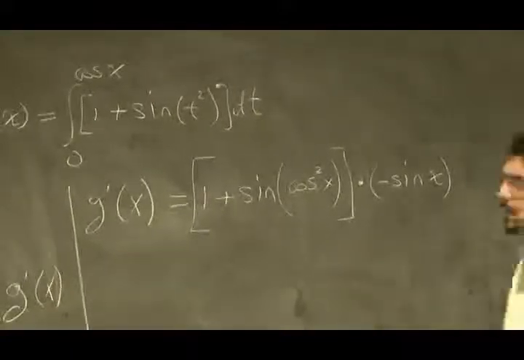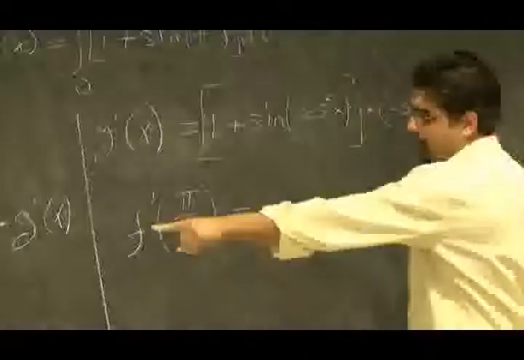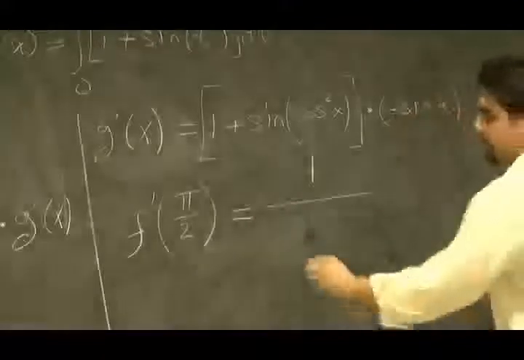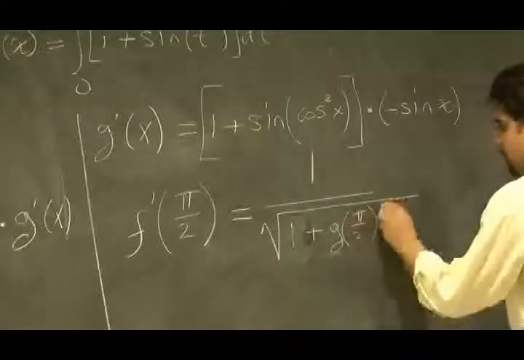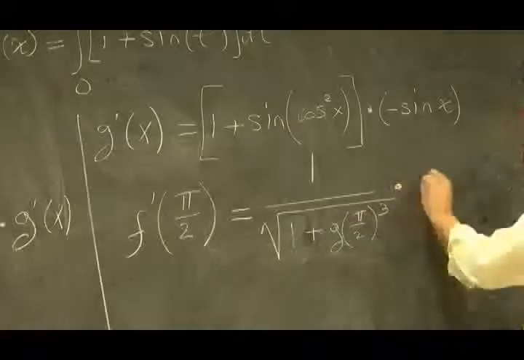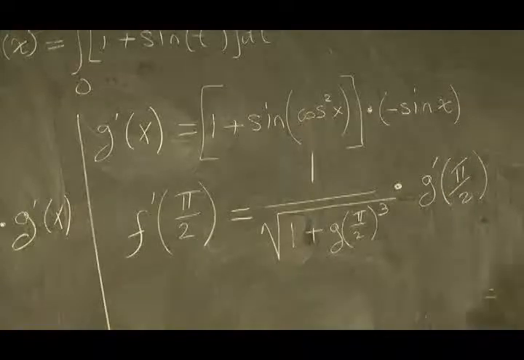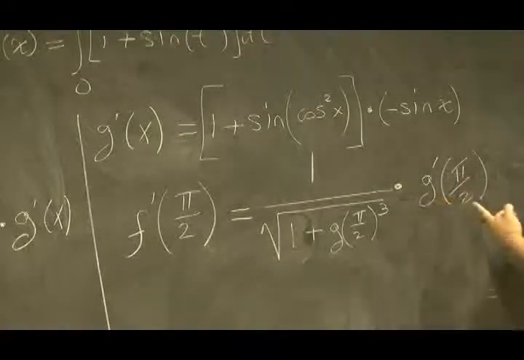Alright, now we're specifically asked for f prime when x is pi over 2. So I'm going to take that over here and just plug in pi over 2. That would be 1 over the square root of 1 plus g of pi over 2 cubed, times g prime of pi over 2. Okay? Just plug in x in that equation. So now g of pi over 2 is just a number, and g prime of pi over 2 is just a number. Let's figure out what those numbers are.